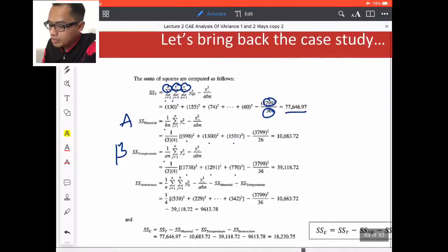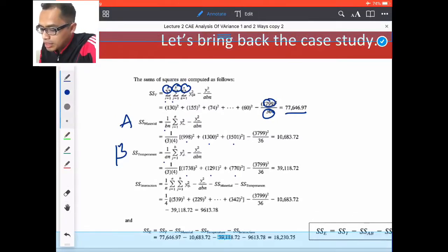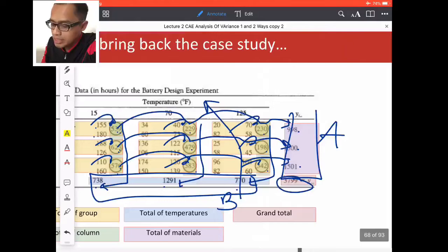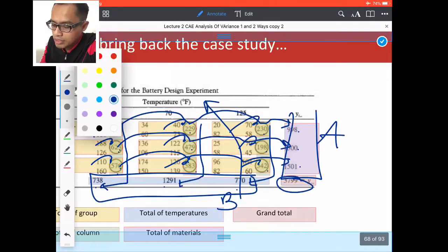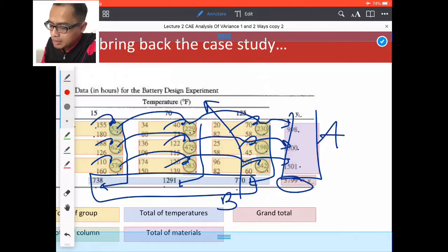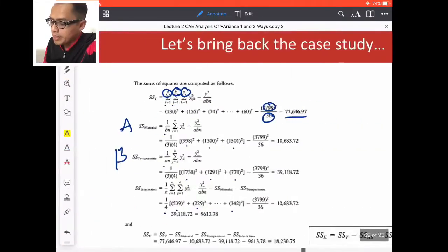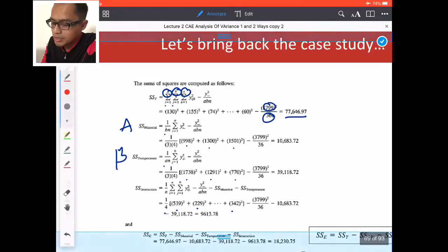Alright, then you must do the interaction now. Interaction is 1 over n, to replicate, that's why it's 4. And these numbers are the circles that you have calculated before. These circles, right? I'm going to change to the red color. These circles, square them and sum them, because this will give you the interaction value.